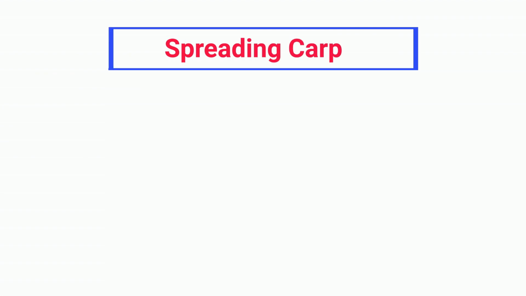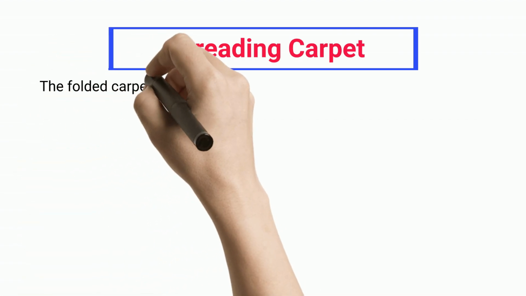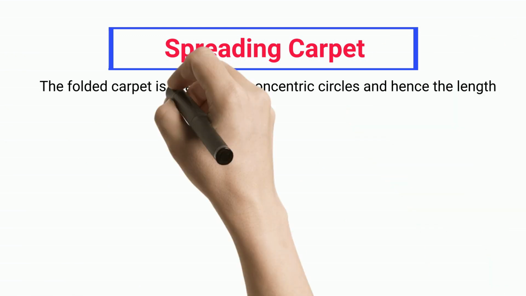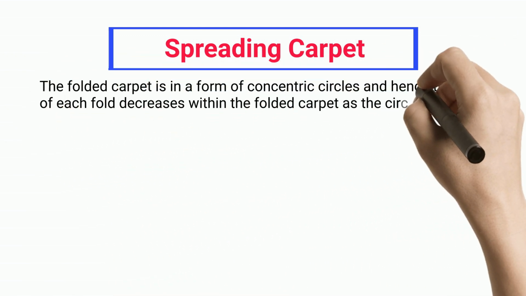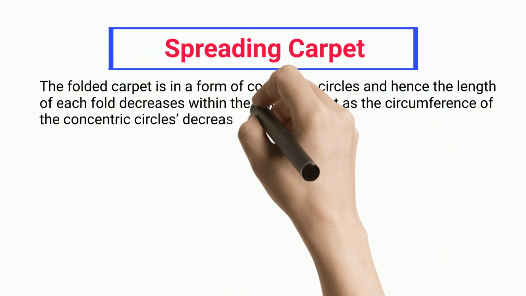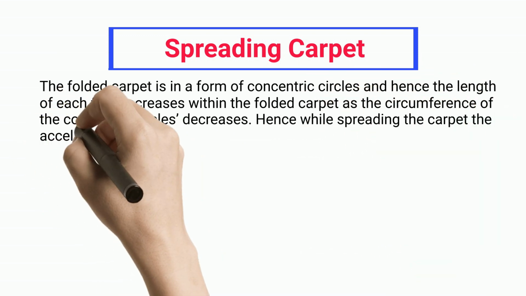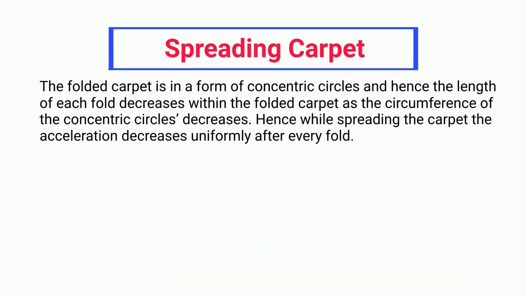Spreading carpet. The folded carpet is in a form of concentric circles, and hence the length of each fold decreases within the folded carpet as the circumference of the concentric circles decreases. Hence, while spreading the carpet, the acceleration decreases uniformly after every fold.